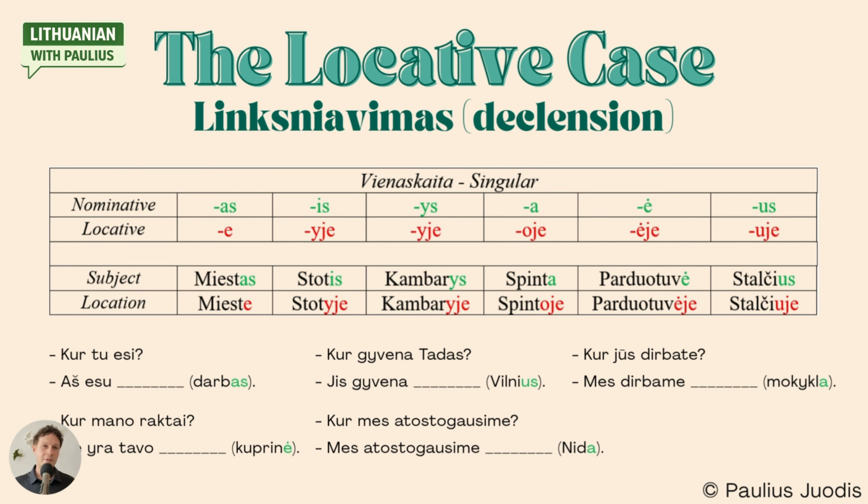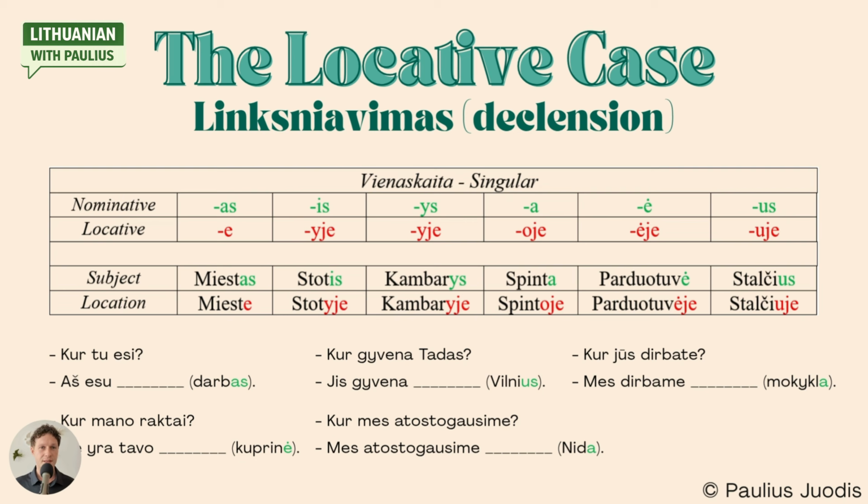So this is the full list of the singular: how to change nouns from the nominative, the subject, to the locative to show location. Green endings are in the nominative, red endings are in the locative. So we have a couple of words. Some of them might be new to you.